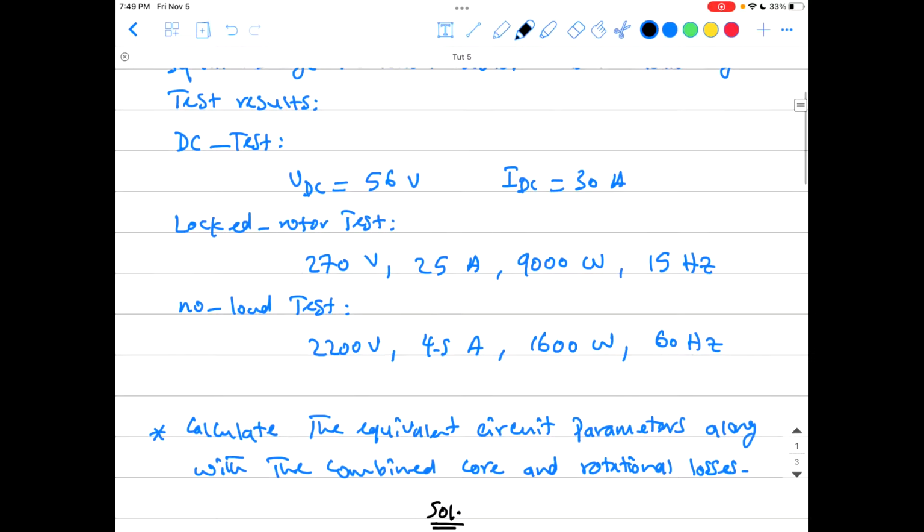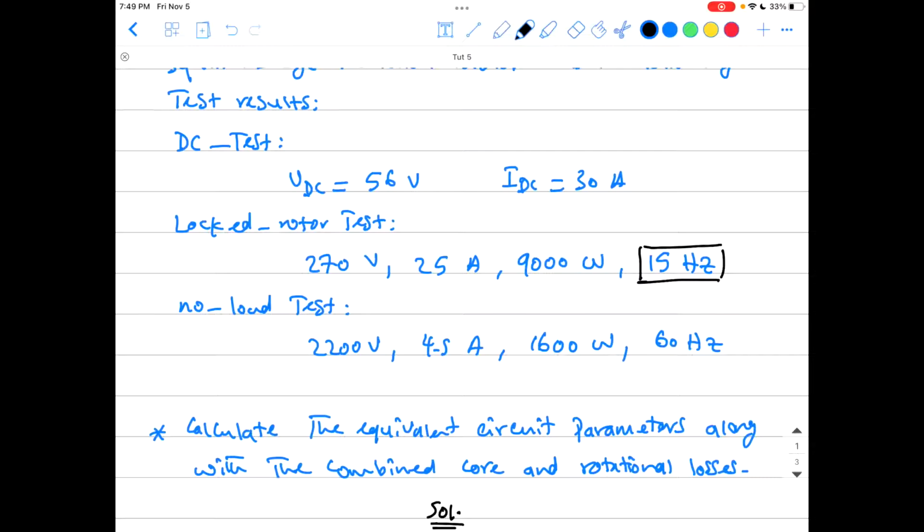For the DC test, he's giving you the DC voltage and current measured. For the locked rotor test, he's giving you the voltage, current, power, and hertz. As you've seen here, the frequency of the locked rotor test is not 60 hertz. Rather, it's a reduced frequency, like we said in the lecture. That is usually done at a reduced frequency to account for the fact that the frequency of the rotor is much less than its actual value.